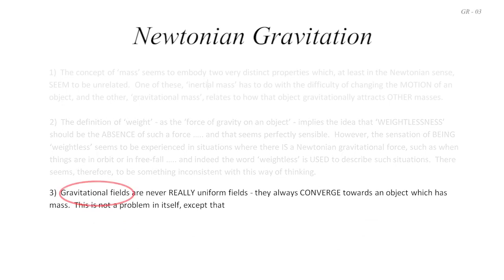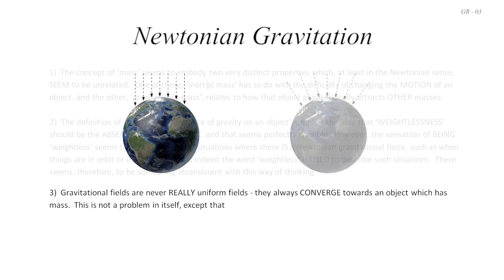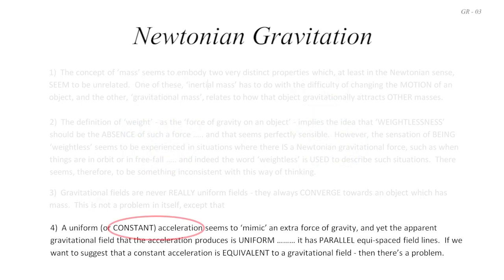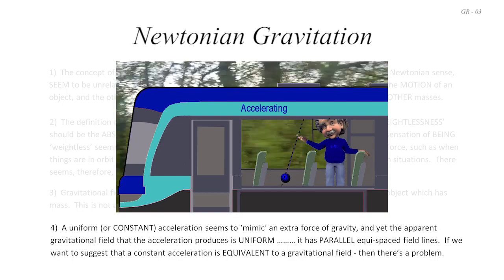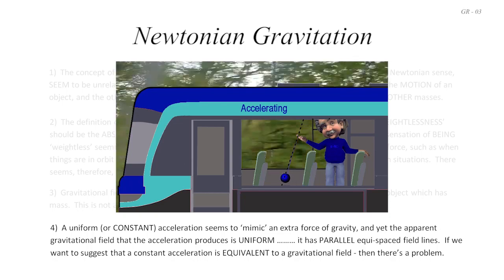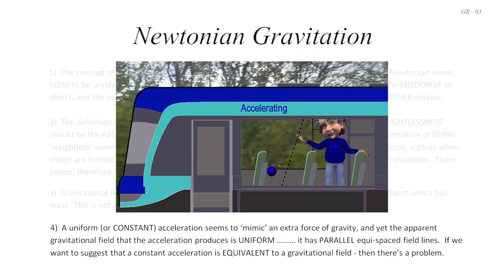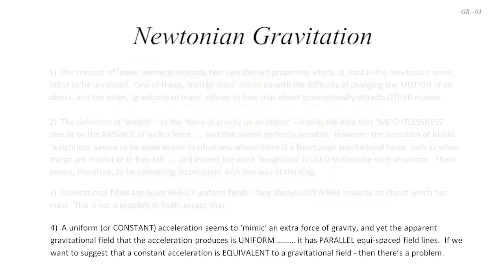Thirdly, gravitational fields are never really uniform fields. They always converge towards an object which has mass. This is not a problem in itself, except that a uniform or constant acceleration seems to mimic an extra force of gravity, and yet the apparent gravitational field that the acceleration produces is uniform. It has parallel, equispaced field lines. And if we want to suggest that a constant acceleration is equivalent to a gravitational field, then there's a problem.